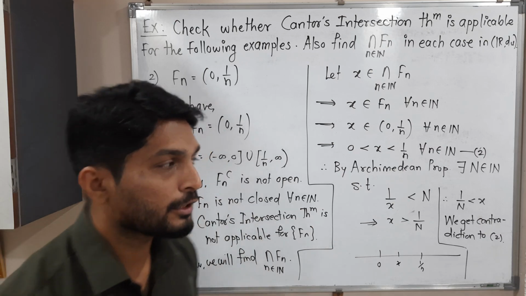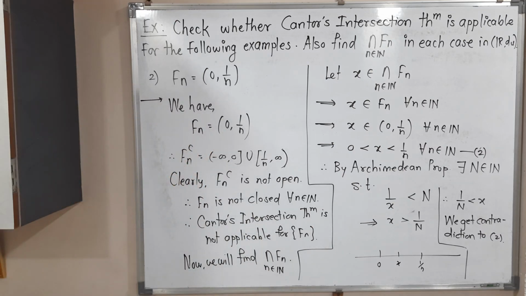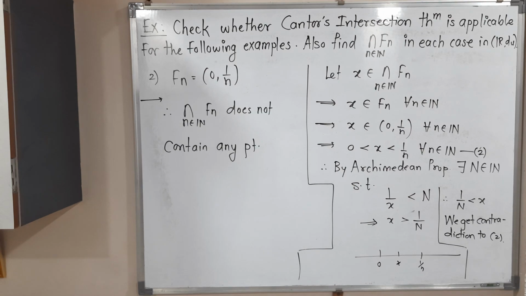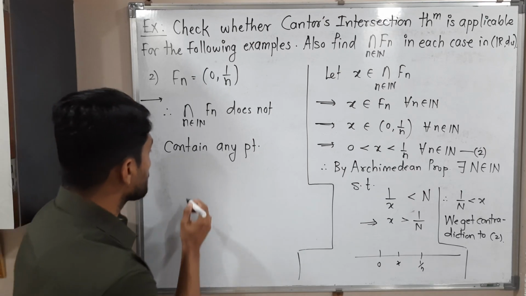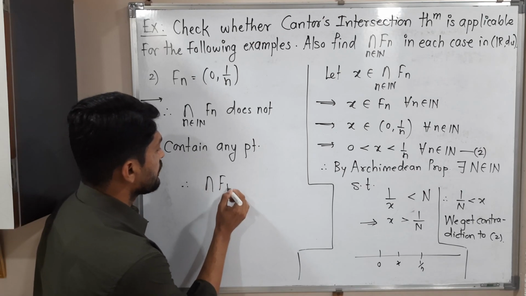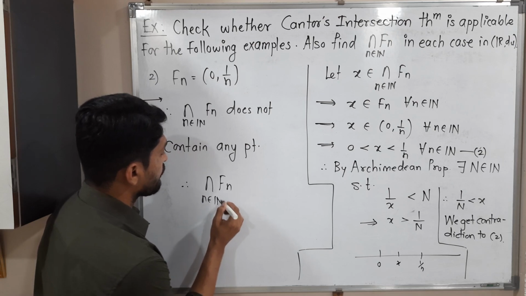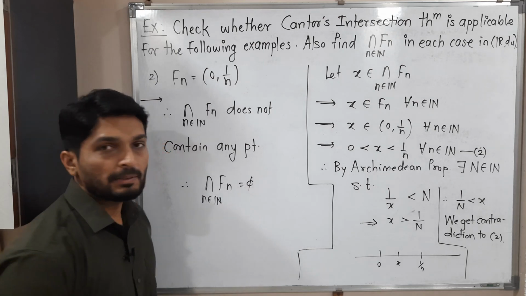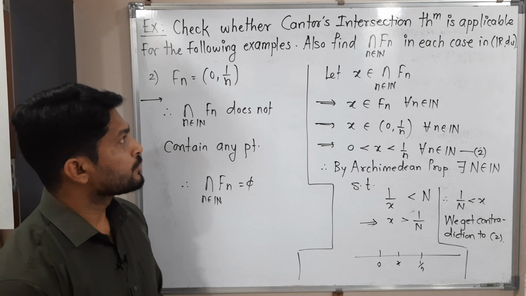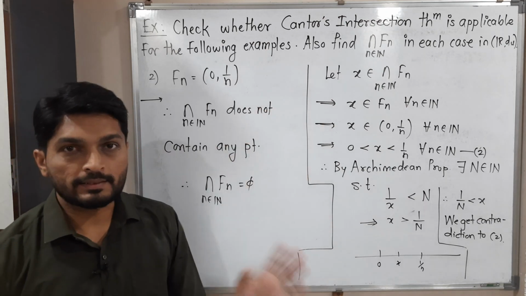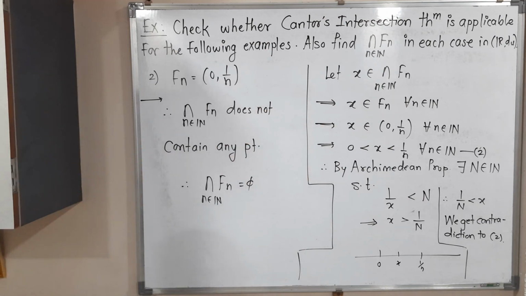Okay, so let me clearly mention here, just make a screenshot of it first. I have clearly mentioned here: therefore the intersection does not contain any point. It means the intersection of Fn, n belongs to the set of natural numbers, is an empty set. That's it. So yes, we got the intersection. So the second example is over here. We will go for the third example. Just make a screenshot of it.